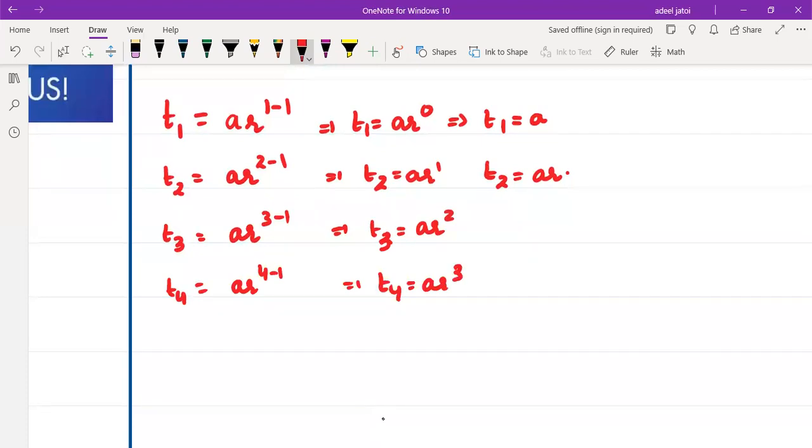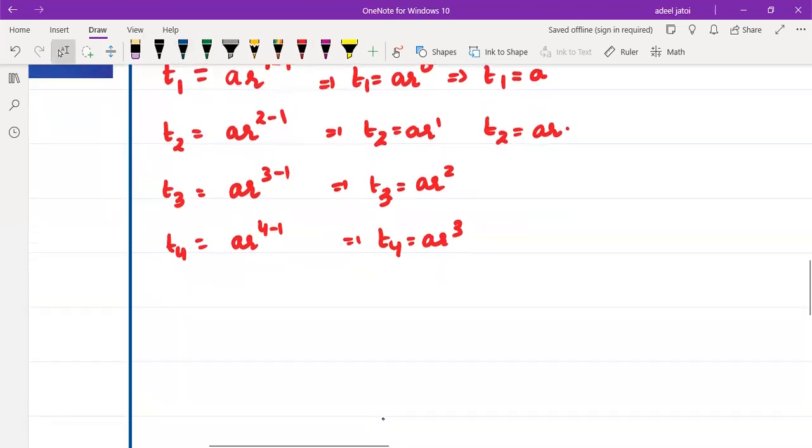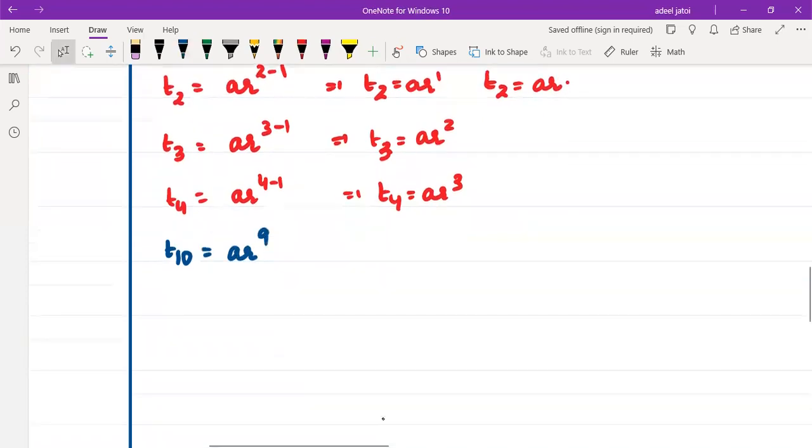Now, there is a pattern that is going on. So that means if I have the 10th term, I can directly say the formula should be AR to the power 9. If it is the 15th term, I can directly say AR to the power 14.